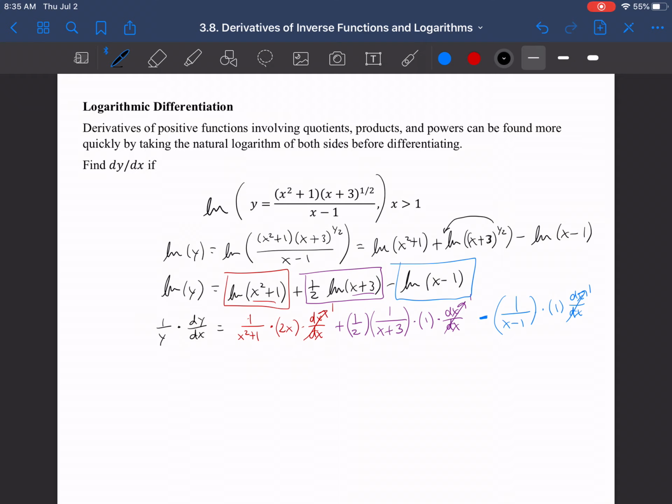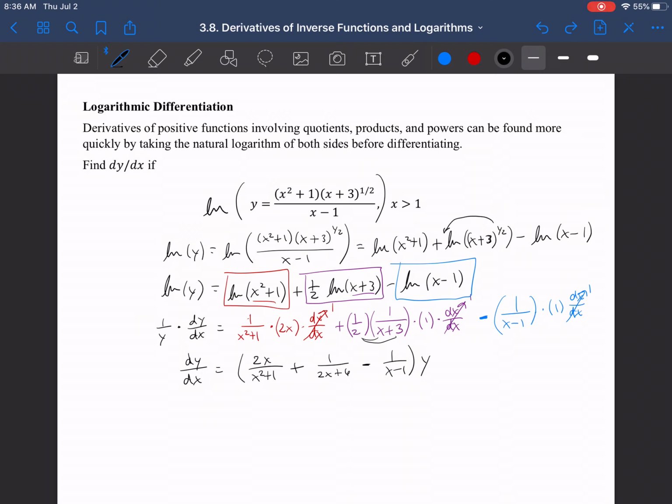Okay? And so what we end up with here is, multiply the y over to both sides and do some simplification. dy dx is just going to be 2x over x squared plus 1 plus 1 over, and I'm going to distribute that too, so 2x plus 6, and then minus 1 over x minus 1, and then all times y, because I multiplied this y over to the other side, okay?